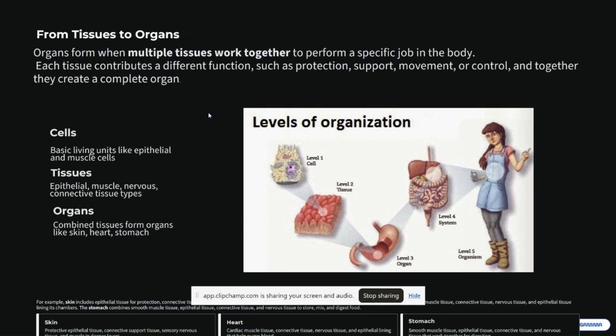So level 1 is cell. When we combine the cells, they form tissue. When we combine the tissues, they form organ. When we combine the organs, they form organ system. When we combine the whole organ system, it forms an organism.